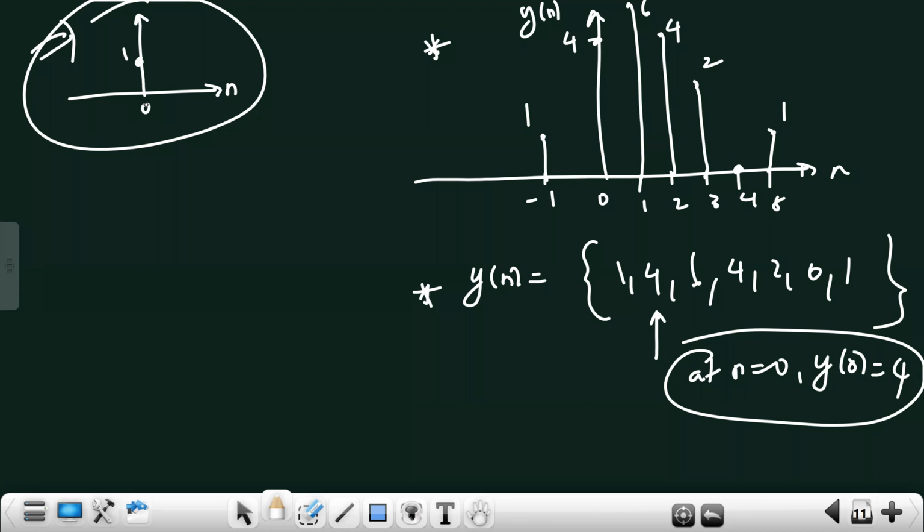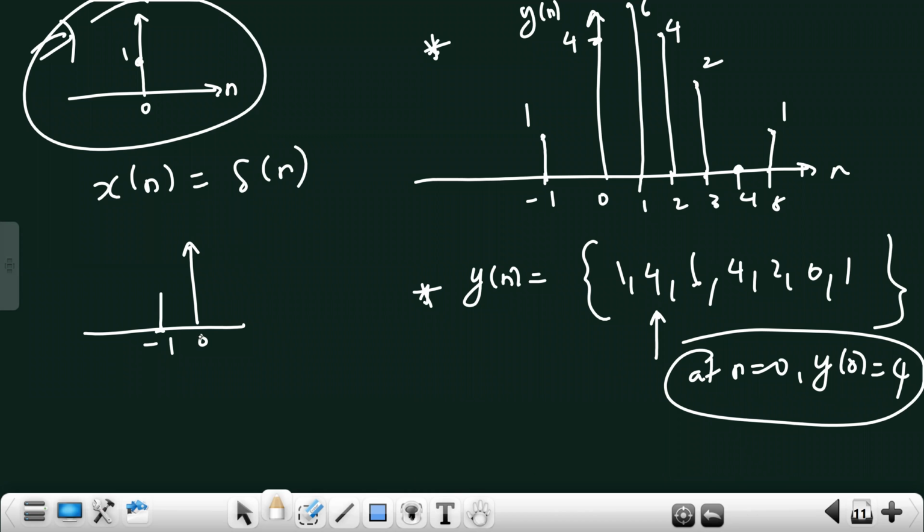Del of n is equal to 1. Okay, it is del of n, isn't it? So this can be called del of n. Clear? Now, when the signal comes at -1, how should I call this? Same signal I'm plotting, but the signal is now at -1. So how should I call this? Del of n minus 1.